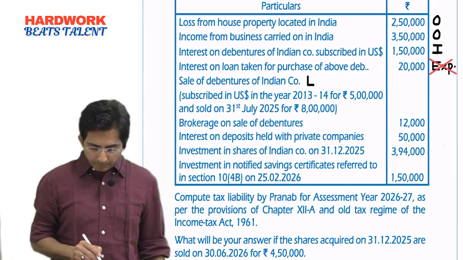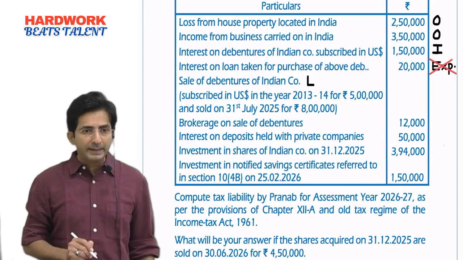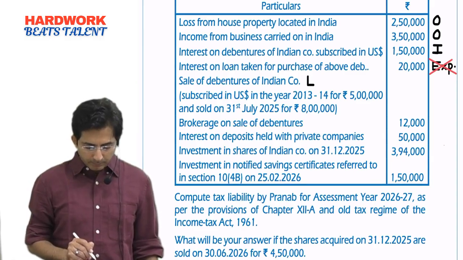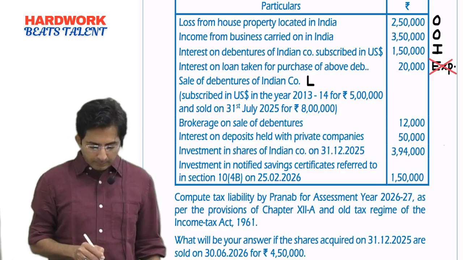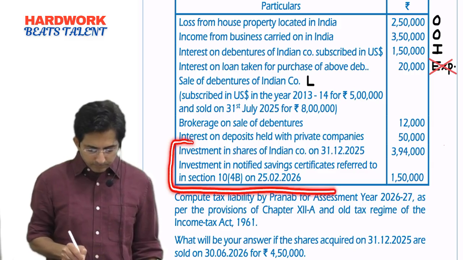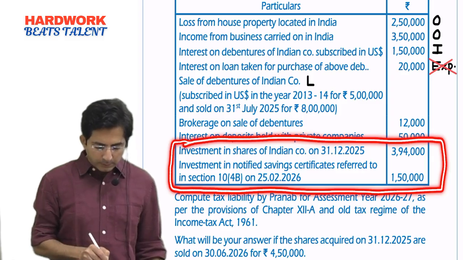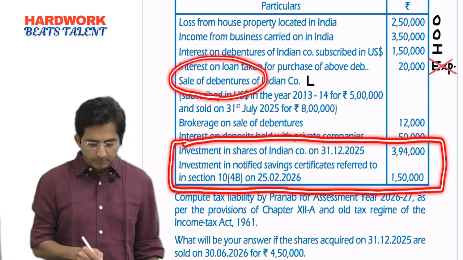Then, brokerage will come in transfer expense. This is useful in calculating capital gains. Then, just read these 2 points first. These 2 points are connected with sale of debenture.